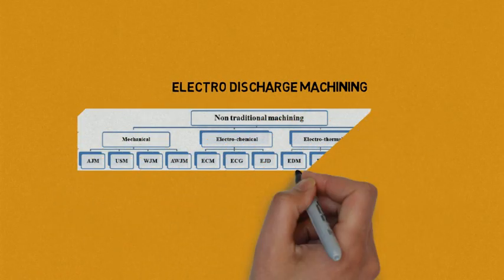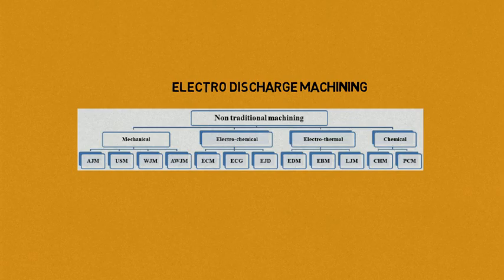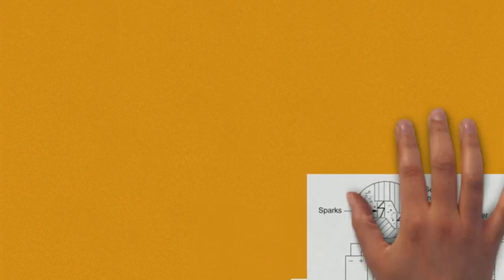In today's short video, we will learn about electro-discharge machining. First of all, as the name suggests, it is a non-traditional machining process. Non-traditional machining processes can be classified into four types: mechanical, electrochemical, electrothermal, and chemical. Electro-discharge machining is a type of electrothermal machining process. That is, it uses electrical energy to create heat, which is then used to remove material.